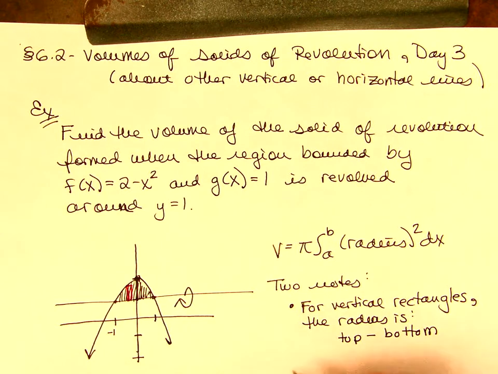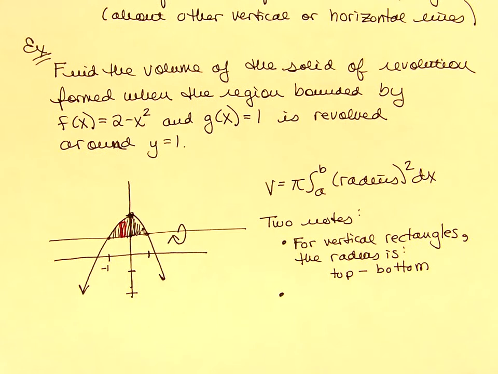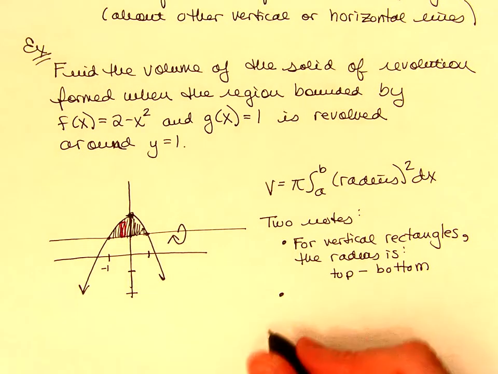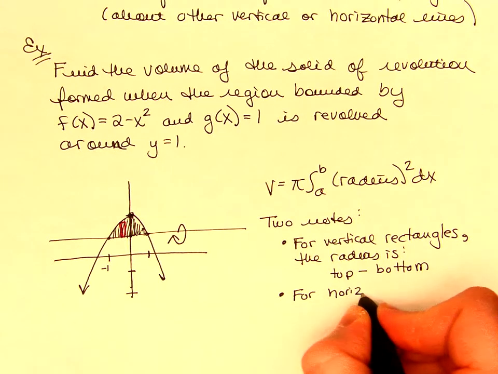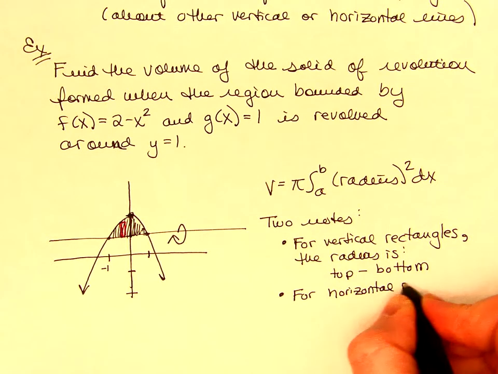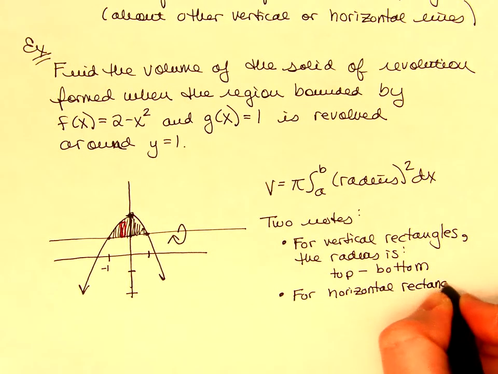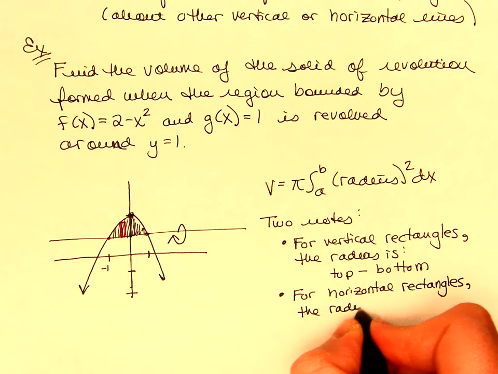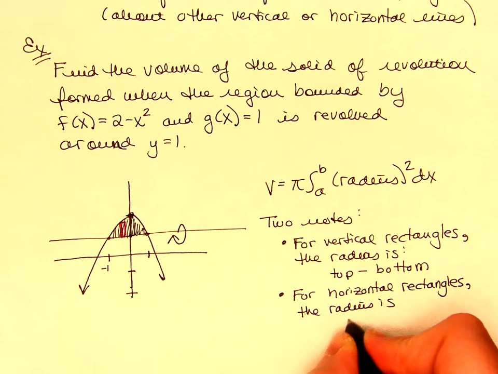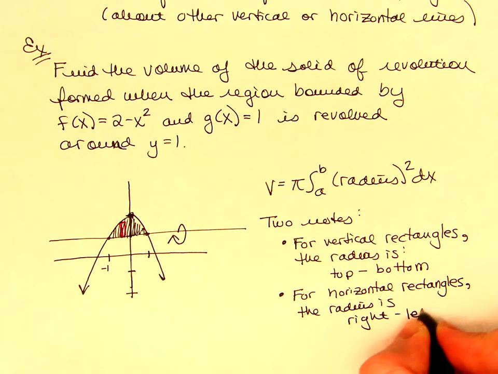I want to get one more bullet point in here. If our rectangles are horizontal, like we saw when we dealt with functions of y and we were finding the area between two curves, I can't do a top minus bottom thing, but I can do a right minus left thing. For horizontal rectangles, the radius is the right function minus the left function.